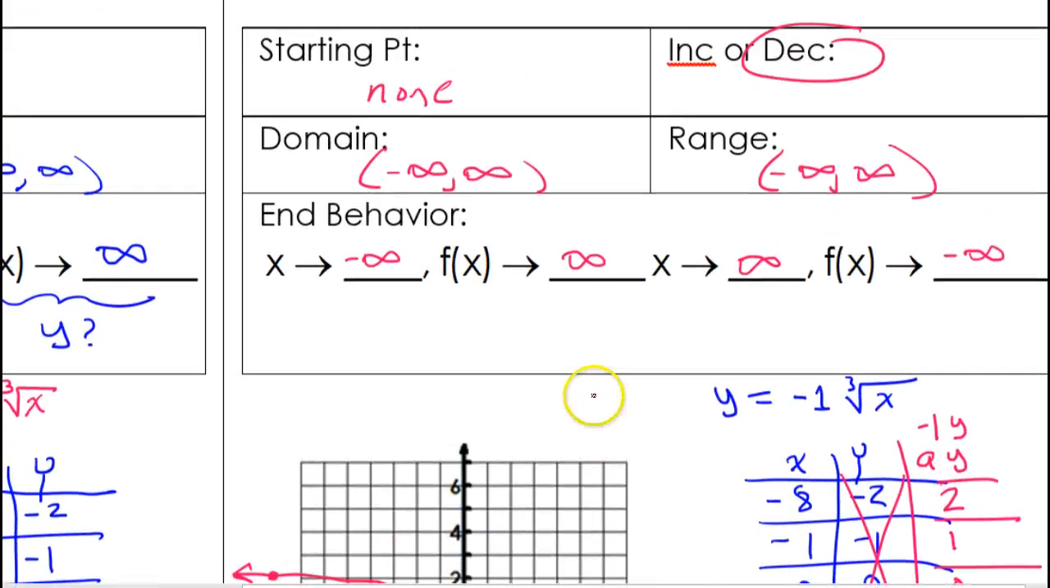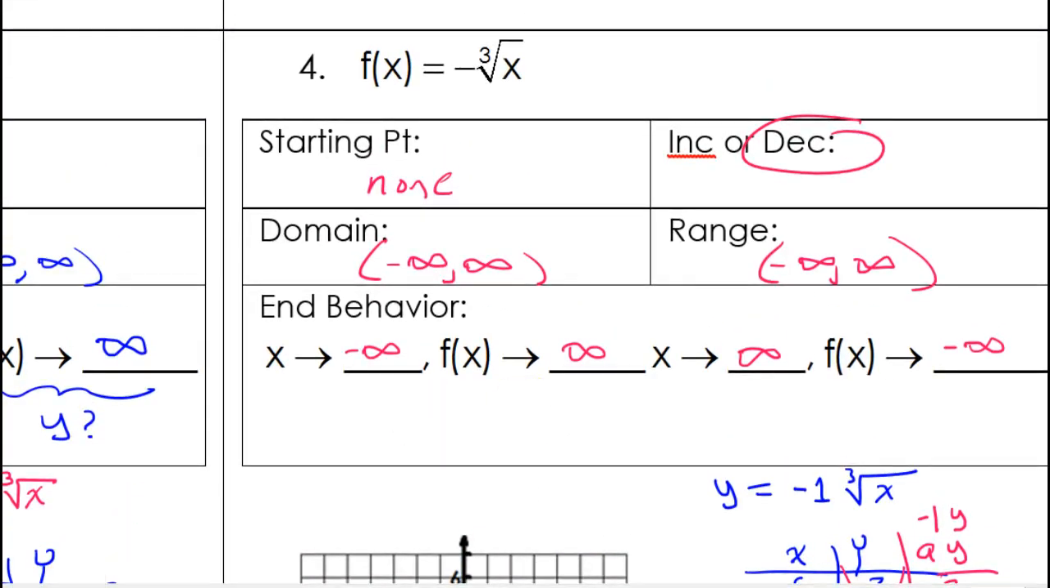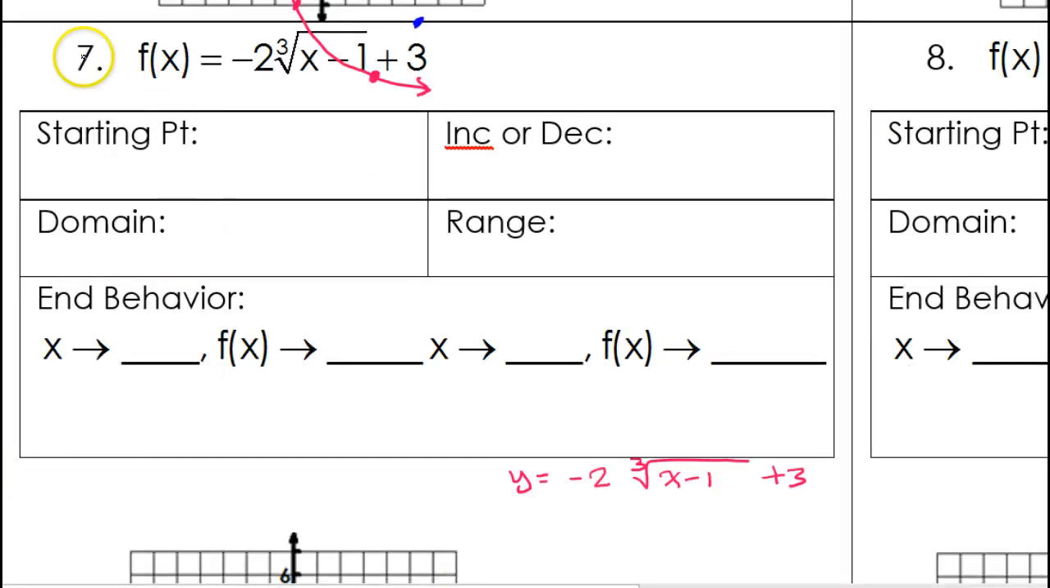Alright, that's going to do it for problem number 4. As we take a look at number 7, when you have a negative sign here, that's going to be a reflection over the x-axis, so watch out for that. This a value, ignoring the negative sign, we have this 2. That's going to be a vertical stretch by a factor of 2. And then the -1 is going to take us to the right 1, and the +3 will take us up by 3.